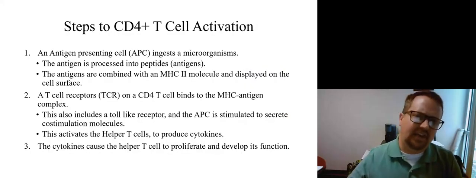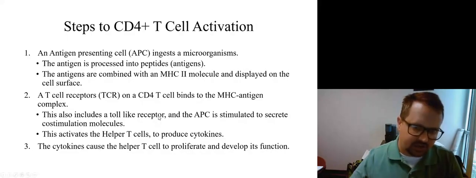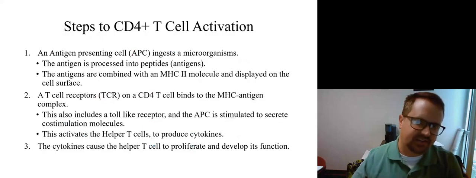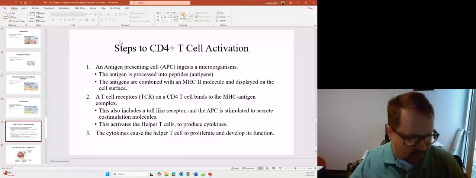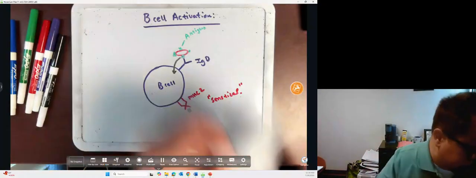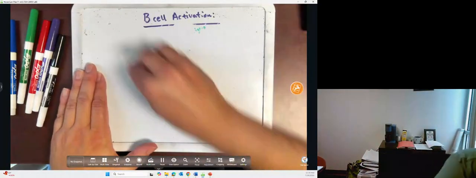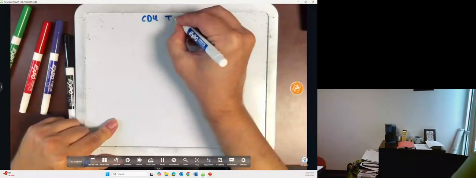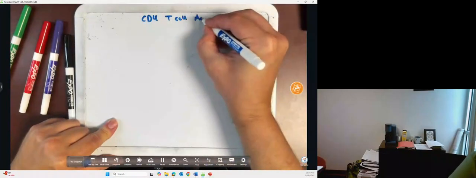Now let's talk about CD4 T cell activation. CD4 T cell activation is going to be the one that we use, the helper. Then we're going to do cytotoxic T cell activation. So let's talk about CD4 T cell activation, and let's get into how we turn on CD4 T cells. Okay, how is the CD4 T cell activated?